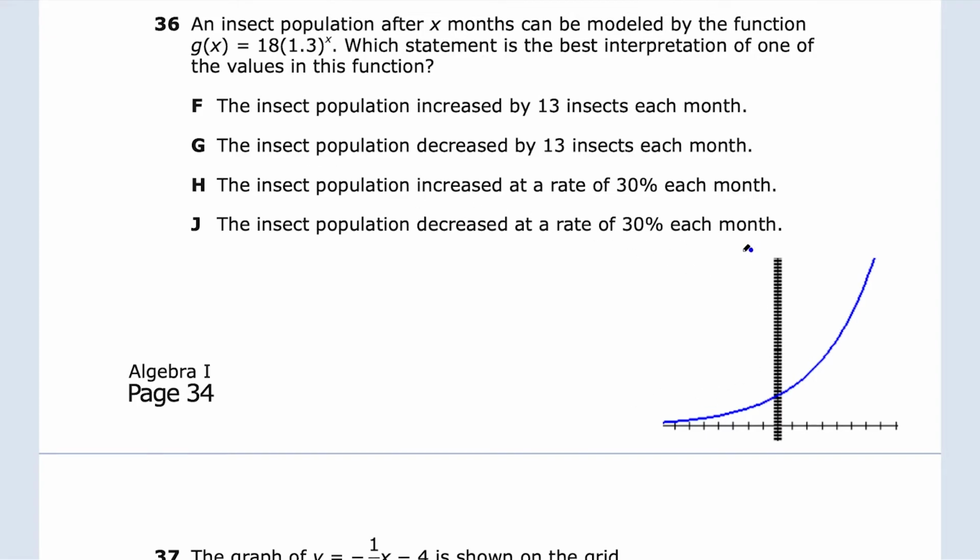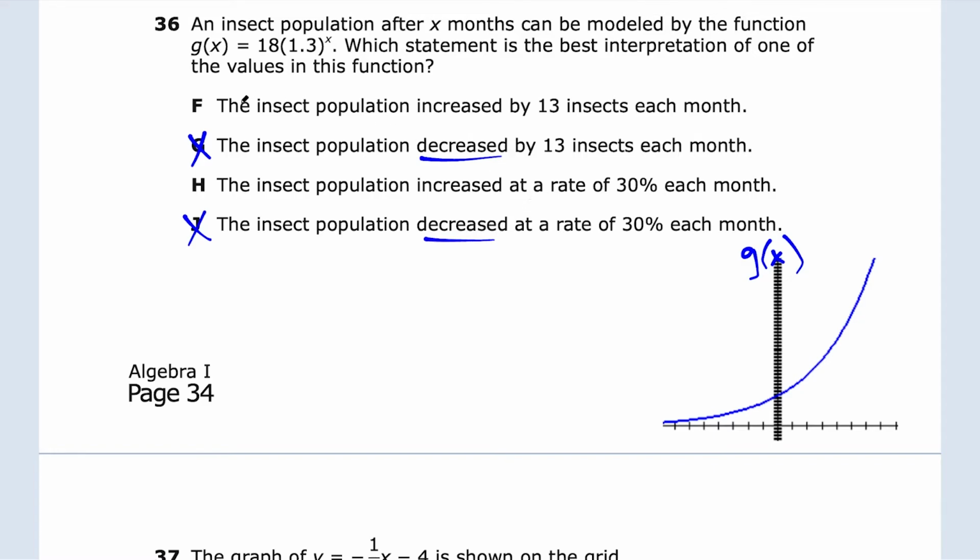Now right away, we could see that g of x is an increasing function. See how it's just going up as we move from left to right? This curve is going up. So the insect population should be increasing. So choices G and J are gone because they're telling us that the population decreased.